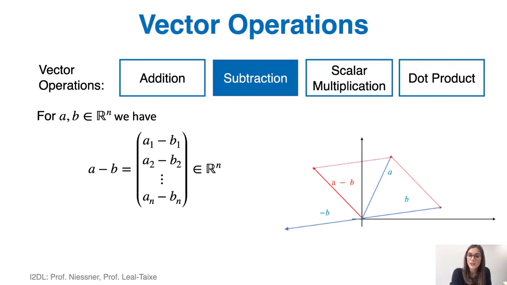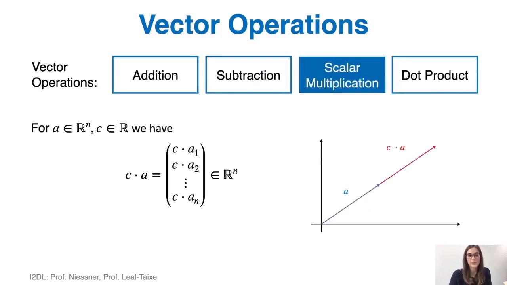And if you look at the figure on the lower right, you can see again the geometric interpretation. Here you have, in blue, the vectors A and B, and in red you then have represented the vector A minus B, which is connecting the ends of the vectors A and B.